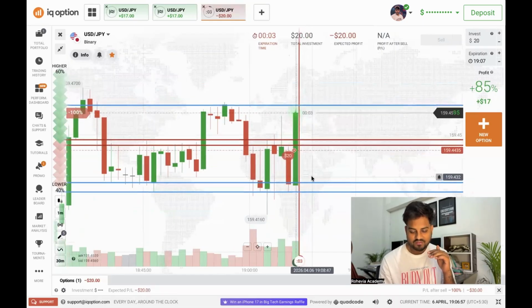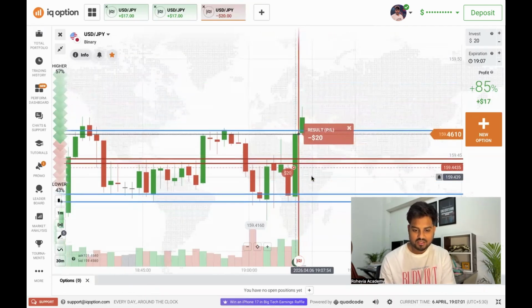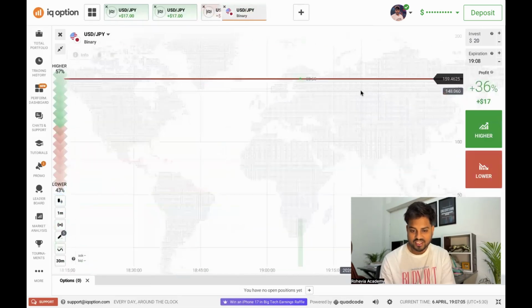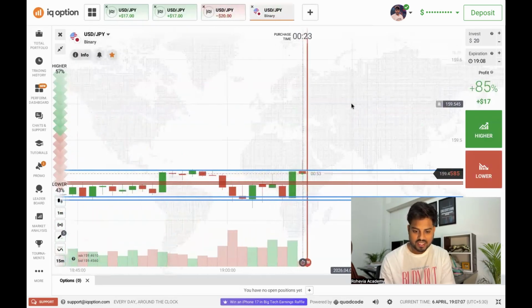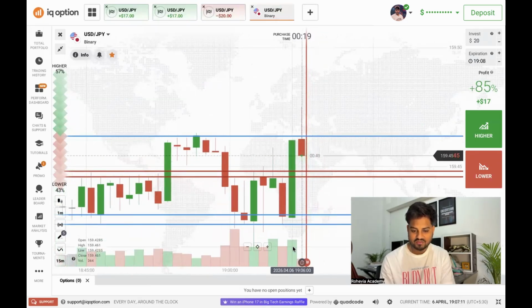Oh. Very strongly sellers have entered in the market. Wow. It's a very crazy candle shape. And they also have increased the volume. Can you see that buyers have very strongly entered in the market? They also have increased the volume.